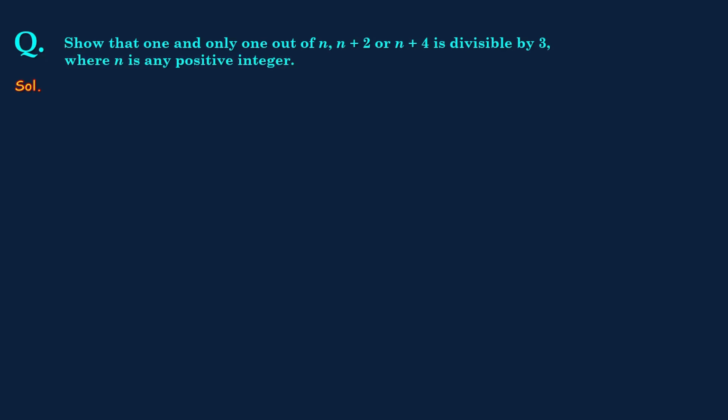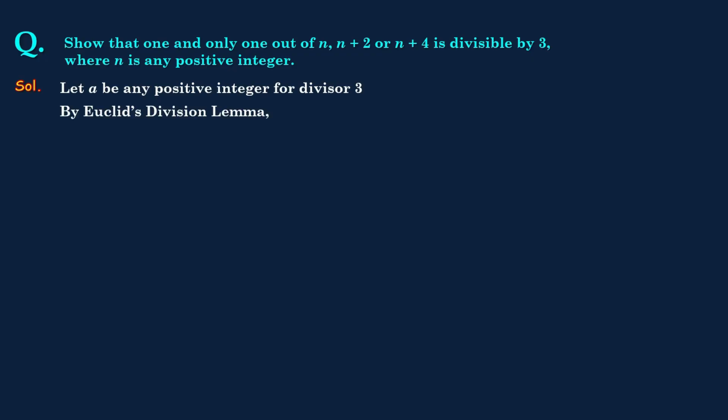Now the next problem. Show that one and only one out of n, n plus 2 or n plus 4 is divisible by 3, where n is any positive integer. So now let us consider a to be any positive integer for the divisor 3. Then by Euclid's division lemma, it will be a equal to 3q plus r, where r is equal to 0, 1 or 2.